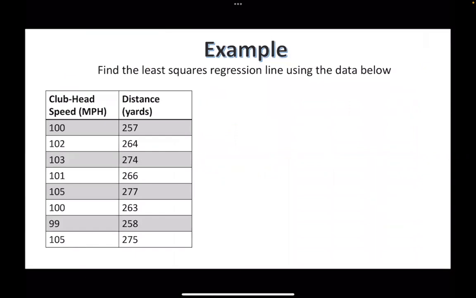So go ahead and try that. Use your L3 and your L4 if that's where you put it, and see if you can get your least squares regression line. I'm going to give you a minute. I'm not going to do it right away.